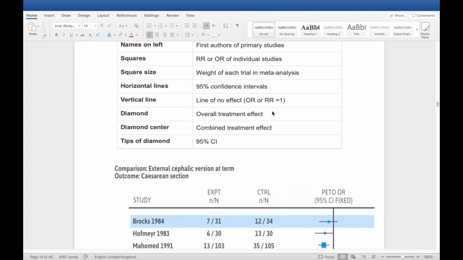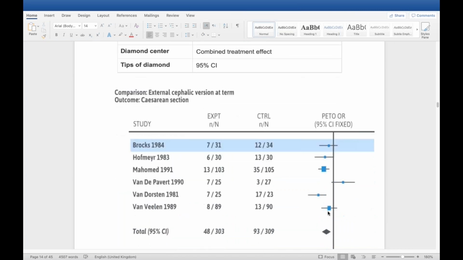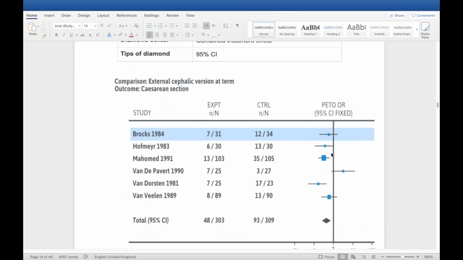And this vertical line is the line of no effect. Some study might show that the chemotherapy is exactly like surgery. So we'll find the square here, and you'll find the 95% confidence interval line here as well. But you'll find this square exactly at this line. There's no effect of surgery versus chemotherapy. On this side, surgery is better. On this side, chemotherapy is better. But the 95% confidence intervals, they're overlapping.